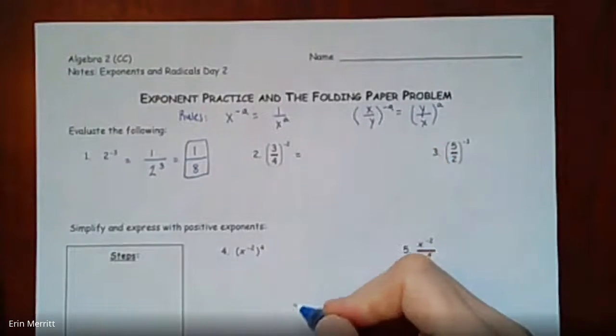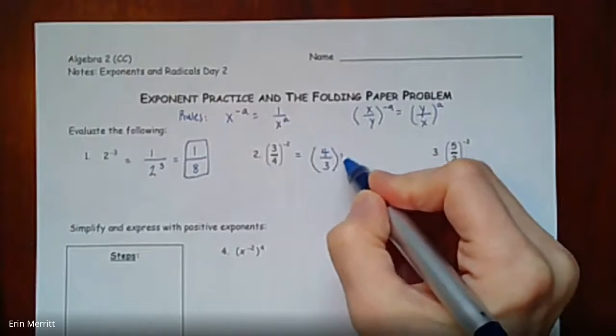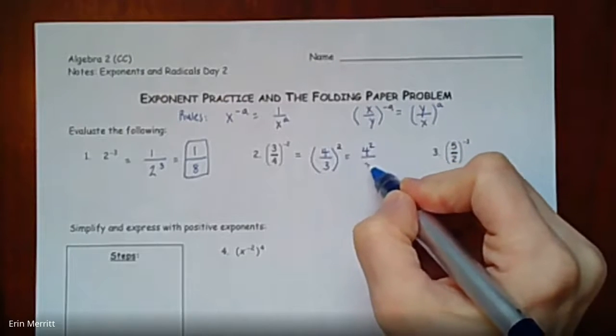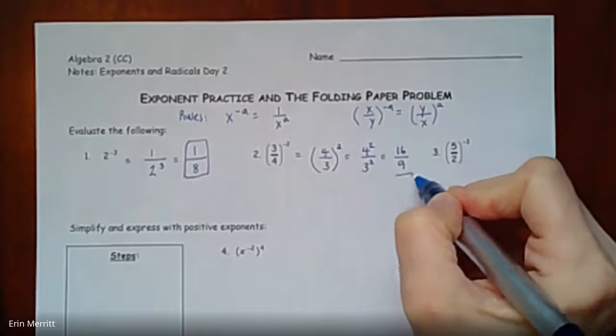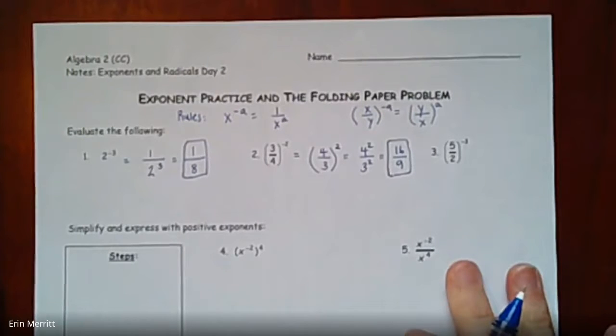So this one's already in fraction form. So now we make it 4/3 and now raise it to the positive second power. And then remember, that means I can square each piece of it. So 4 squared is 16, 3 squared is 9. And there you go. And feel free to use your calculator to confirm if it's helpful.